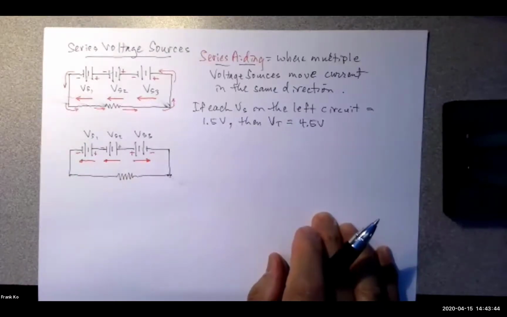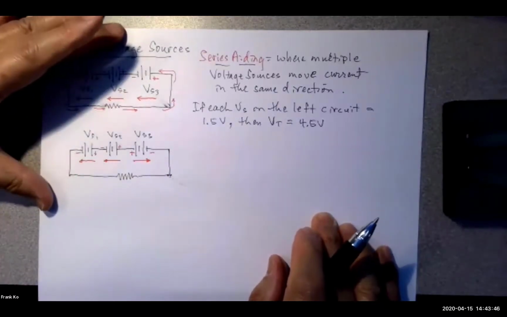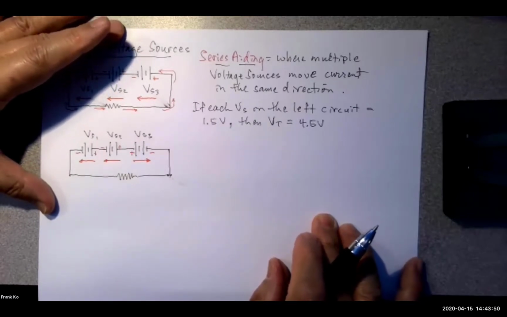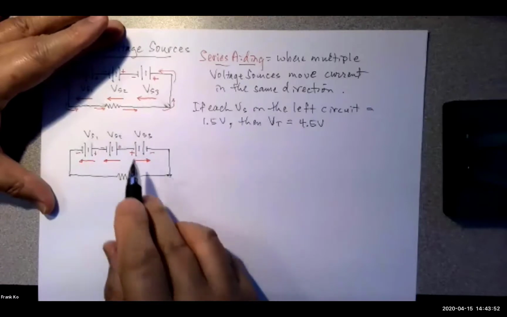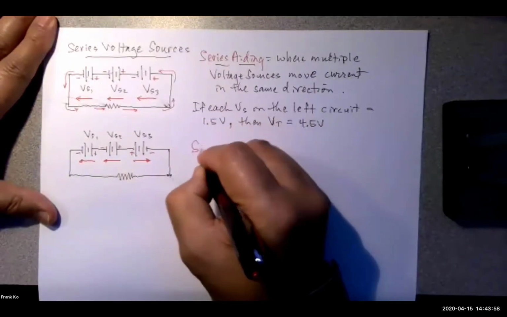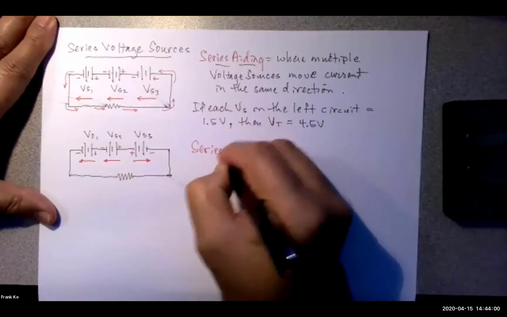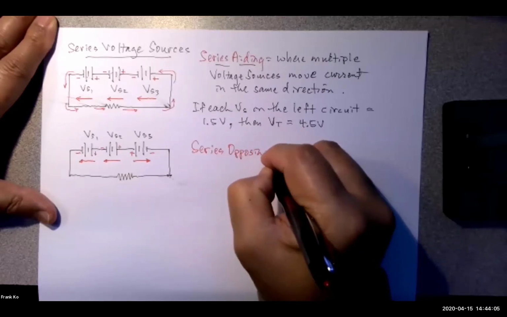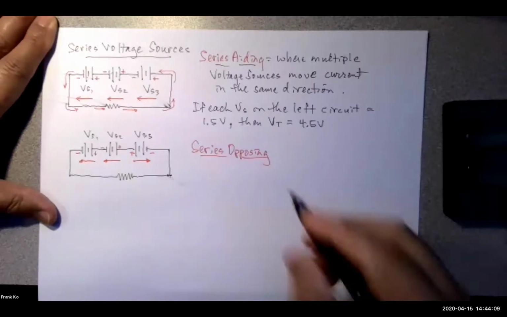So do I happen to have multiple voltage sources, but are they aiding, or is there something that is putting a wrinkle in all of this? VS3 is. Yeah, it's putting a wrinkle in all of this. So here we have a situation known as series opposing.